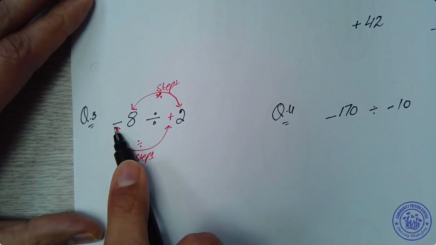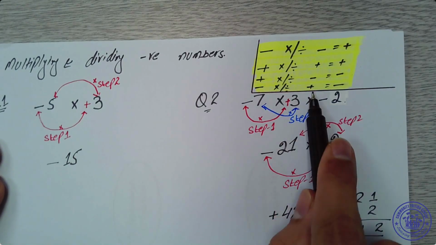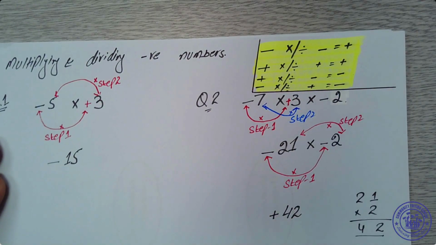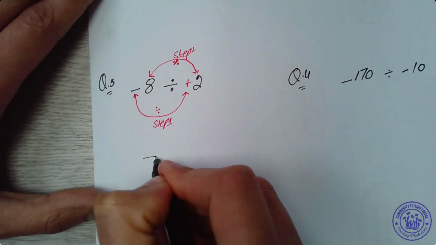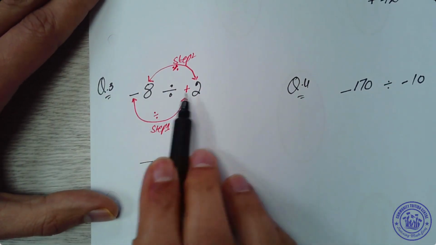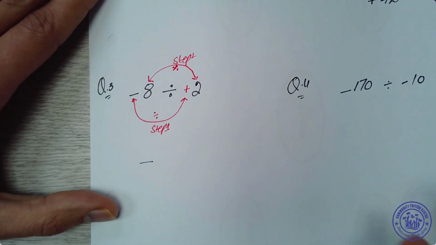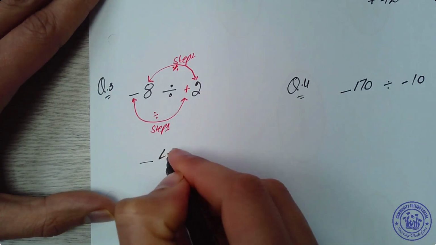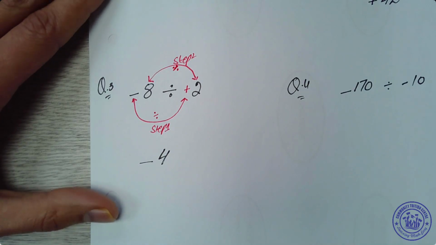So if I divide a negative by a positive, just like this, negative divided by positive, the outcome is a negative sign. So I'll write down minus. Now if you divide 8 by 4, basically what does it mean? This means how many 4's are in 8? There are 2 fours in 8, so my answer is negative 2.